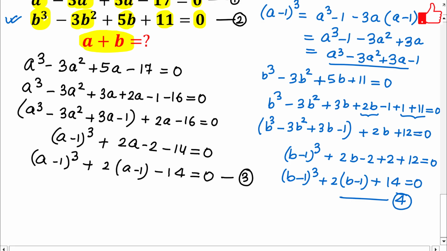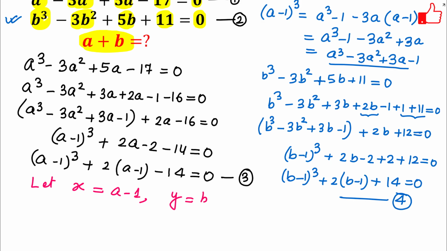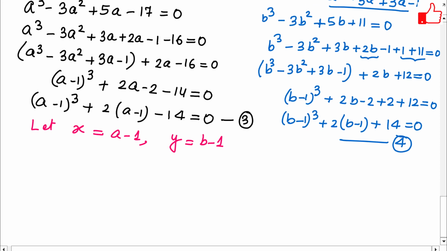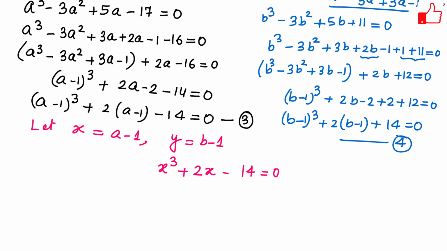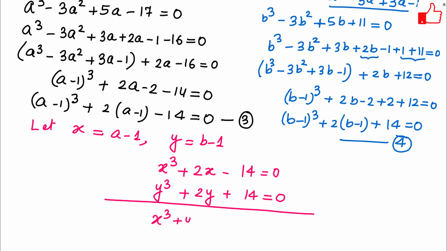Now let us introduce a new variable. Let us say x equals a minus 1 and y equals b minus 1. With these new variables, equation number 3 I can write as x cube plus 2 times x minus 14 equals 0. And equation number 4 will be y cube plus 2 times y plus 14 equals 0. And this suggests that I should add these two equations. If you add these two equations, you will have x cube plus y cube.